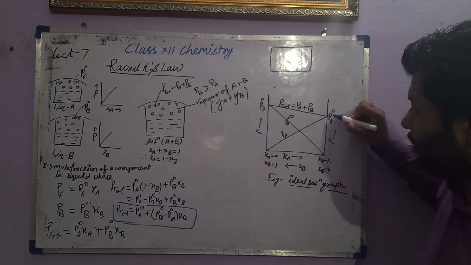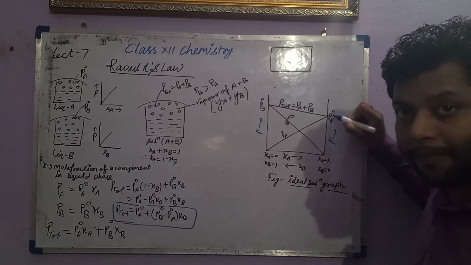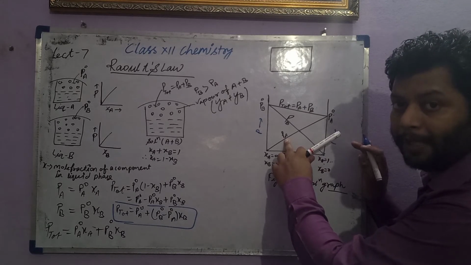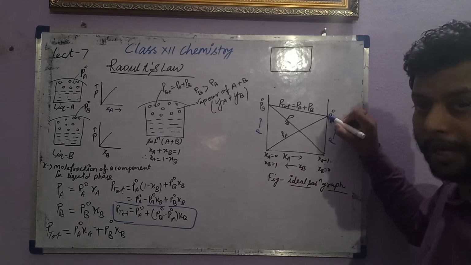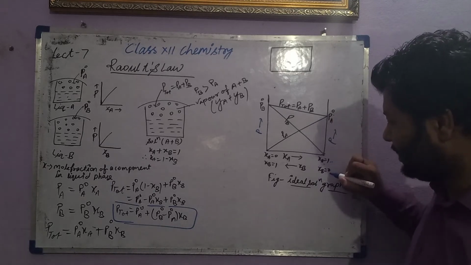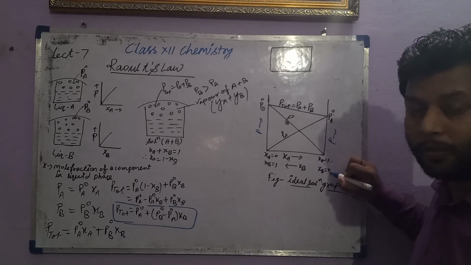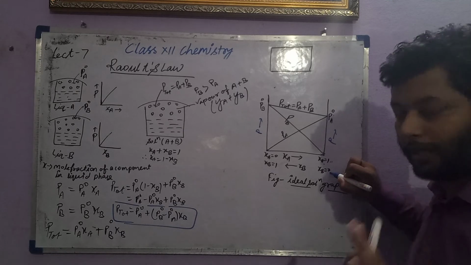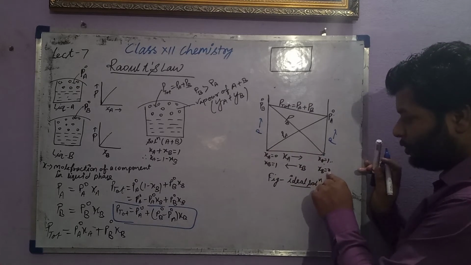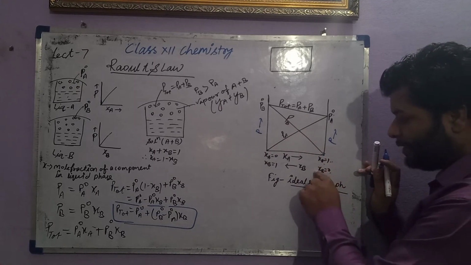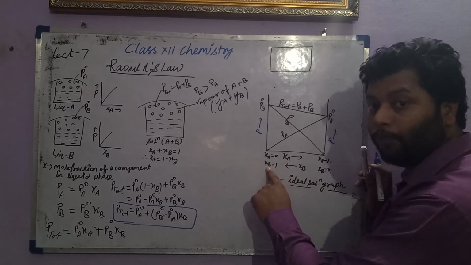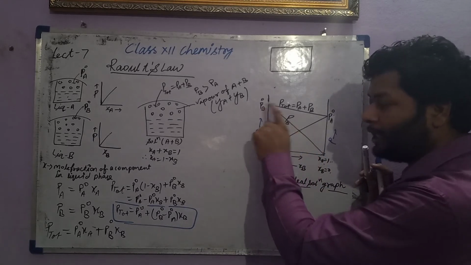And this is the P naught A. The intercept, when the graph of the first component's pressure meets the borderline, indicates the vapor pressure of the first component in a pure state, because there is no other component. XB is 0. No particle of a second component. This is also indicated from this side: as XB equal to 0, PB is also 0. As XB increases, PB increases, and when XB is maximum, that is 1, the PB will be maximum, that will be P naught B.